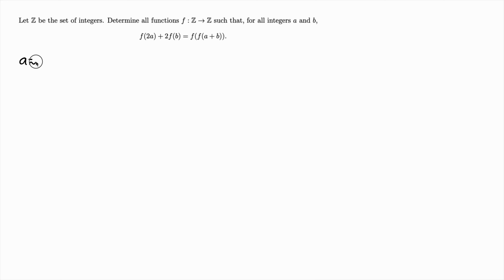when a equals 0, we have f of 0 plus 2f of b equals f of b. And then when b equals 0, we have f of 2a plus 2f of 0 equals f of 0. Wait, no, f of a.